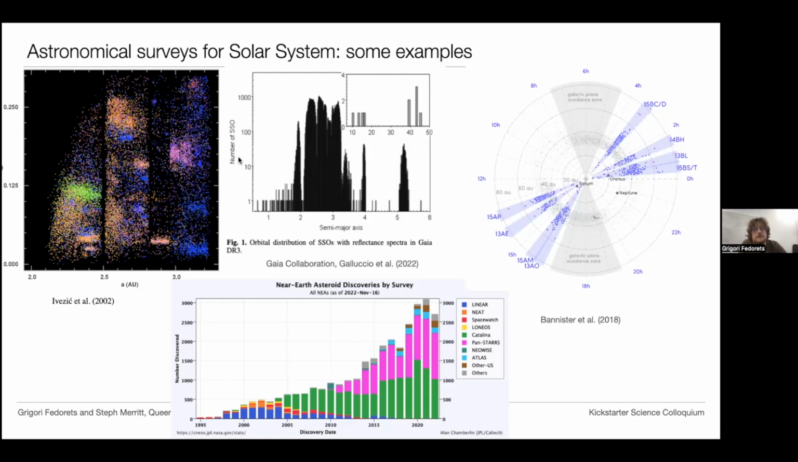Then, earlier this year, the Gaia survey published a sample of 60,000 spectra. This was the largest spectral sample of mainly main belt asteroids so far. Then in the outer solar system, the OSSOS survey discovered many trans-Neptunian objects. Since it was a well-characterized survey, many predictions can be made of the actual population of the outer solar system.